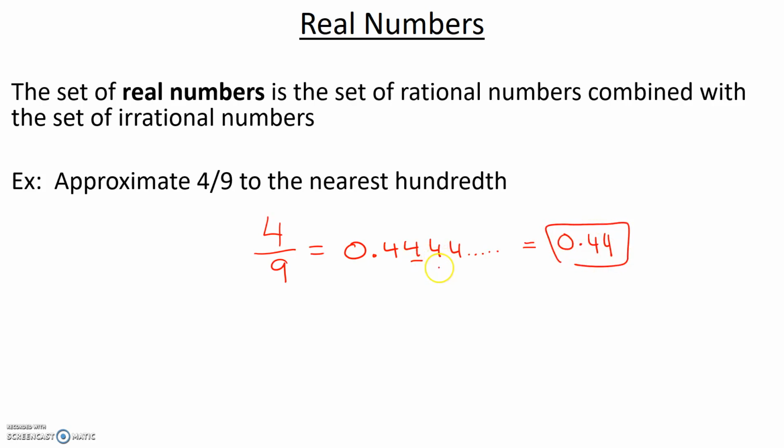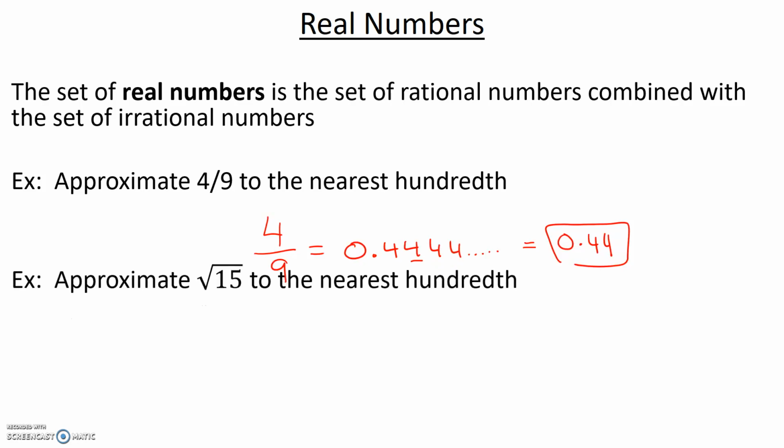Here's another example. Let's take the square root of 15 and round that to the nearest hundredth place. Now for this, you will need a calculator. Some of your phones will be able to do this as well. And we would need to take the square root of 15 and approximate its decimal form. So in your calculator, you would plug in the square root of 15.